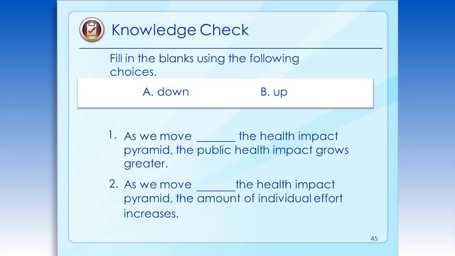For number 1, as we move down the health impact pyramid, the public health impact grows greater. Remember, the base of the pyramid is the socioeconomic factors. As we move up the pyramid, the health impact becomes greater in terms of the amount of individual effort that's required. Again, all levels of the pyramid are important. But it's just a nice framework for thinking about how interventions can be implemented at different levels.